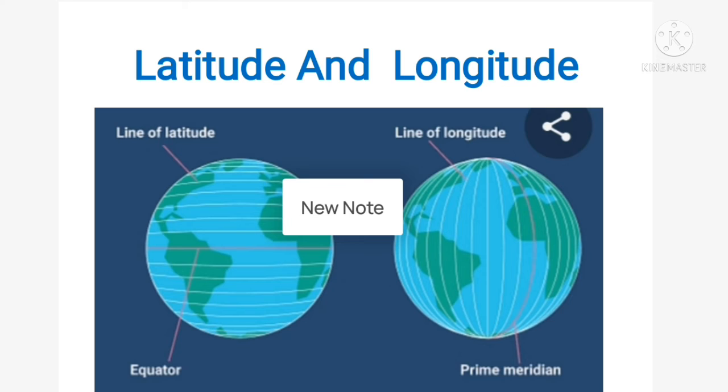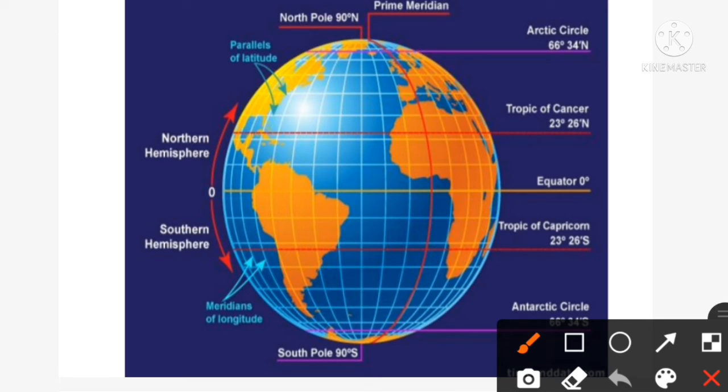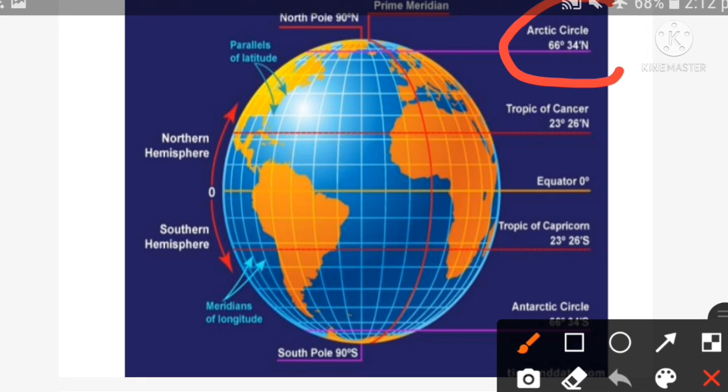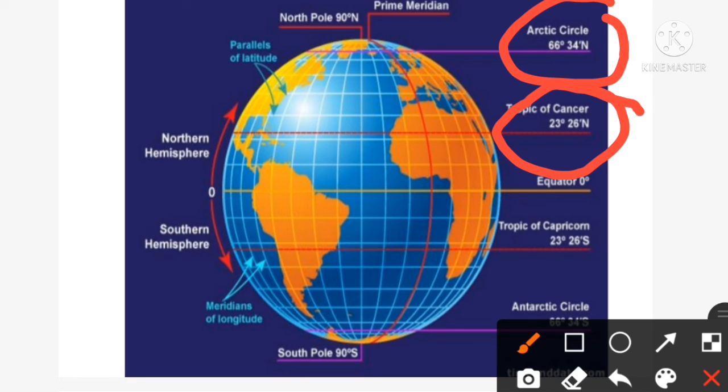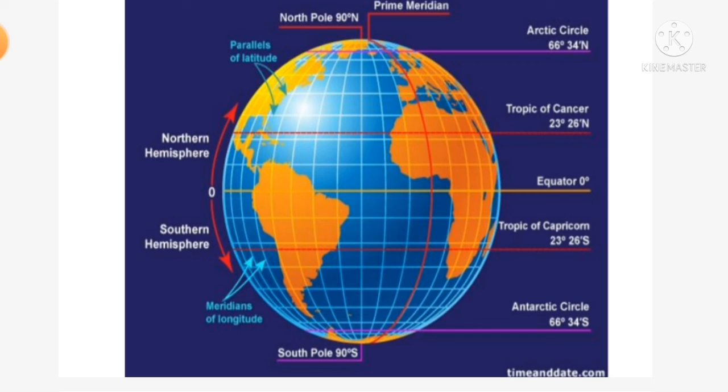Now, here we are going to learn more about these parallel lines and meridians. Parallel lines, that means lines of latitude, have 4 important parallel lines. That is Arctic Circle 66.5 degree, Tropic of Cancer 23.5 degree, and Tropic of Capricorn 23.5 degree. These are the important parallel lines of the lines of latitude.